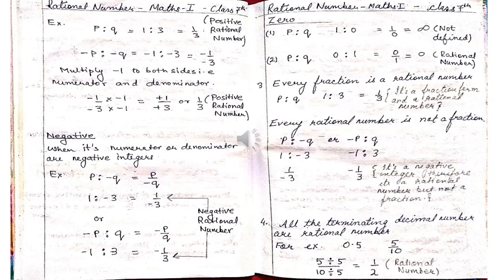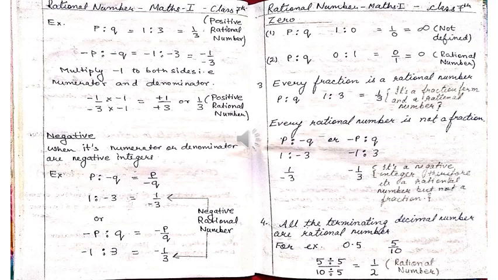Now every fraction is a rational number. p to q can be written, and if you assign values to them, 1 upon 3, it is in fraction form and it's a rational number. But every rational number is not a fraction, because a fraction does not contain negatives. If you put a minus in the denominator part, then it's not in fraction form. Clear?